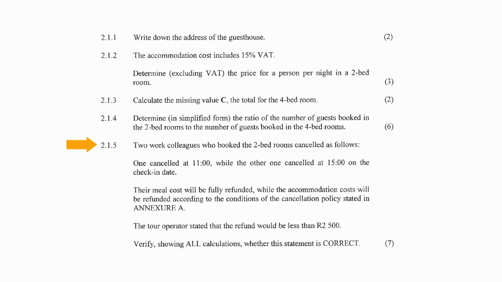In question 215, it is stated that 2 work colleagues who booked the 2-bedroom cancelled as follows. One cancelled at 11 o'clock while the other cancelled at 3 o'clock on the check-in date. Their meal costs will be fully refunded, while the accommodation costs will be refunded according to the conditions of the cancellation policy stated in Annexure A. The tour operator stated that the refund would be less than 2,500 Rand. You have to verify showing all calculations whether the statement is correct.